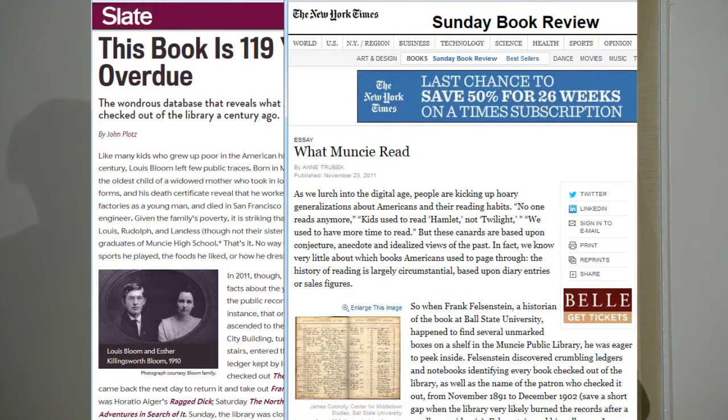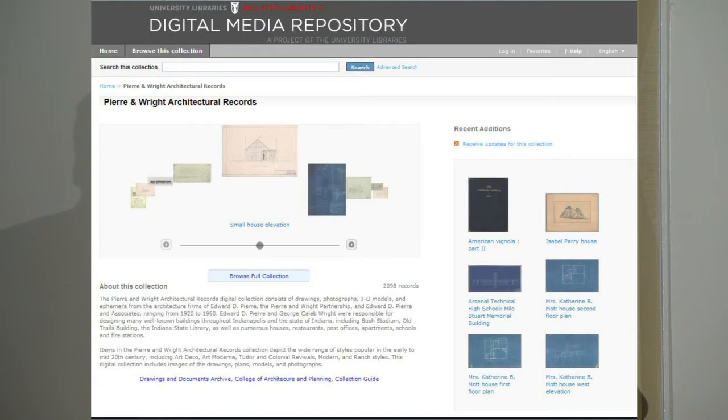So we returned to thinking about what could we do next. So we returned to the DMR, where we house tens of thousands of drawings and blueprints from several prominent 20th century architectural firms. Now these materials have been available online for quite some time. There's 750,000 items in the DMR at this time, so they're amongst those.